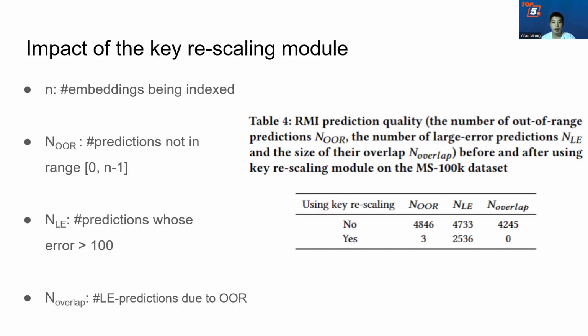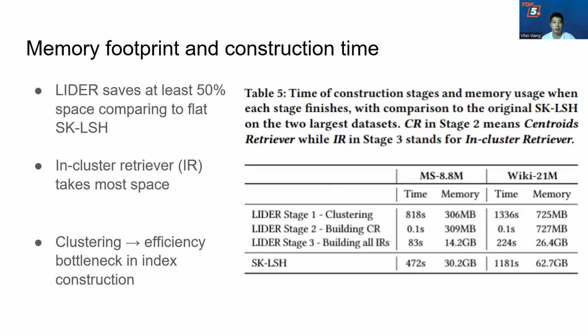So we can say that when we enable the key rescaling module, both the out-of-range predictions and overlap predictions are almost eliminated, and the large error predictions are also reduced very significantly. So it means the key rescaling effectively reduced the predictions with large error by almost eliminating the out-of-range predictions. So it proves the effectiveness of our key rescaling module on the overall quality.